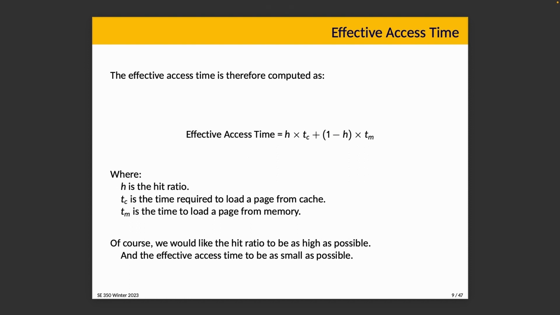And the effective access time is computed as the formula shown on the screen. It is H, the hit ratio, times T sub C, that's the time required to load a page from cache, plus 1 minus H, so the percentage of the time that we miss, times T sub M, the time to load a page from memory. And that seems intuitive, or at least sufficiently straightforward that I don't have to belabor the point, that if we find something in the cache 80% of the time, it'll be 0.8 times the time that's found in the cache, plus 0.2 times the time to retrieve something from memory, and that would be good.